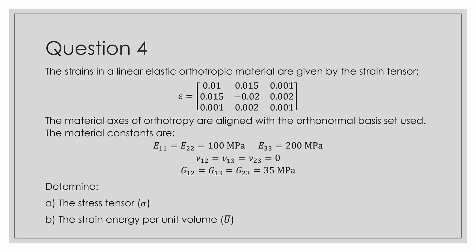And it says the material constants are, and it gives us E11, E22, and E33. They're all non-zero values. And it gives us Poisson's ratio nu12, nu13, and nu23. But as we'll see, they're all equal to 0. And this is going to make our lives a lot easier when dealing with the elasticity tensor. And then finally, it gives us the 3 shear moduli, G12, G13, and G23. And luckily for us too, they're all equal to the same value of 35 MPa. Now, with this information, the question wants us to do 2 things. Part A, find the stress tensor, and part B, find the strain energy per unit volume.